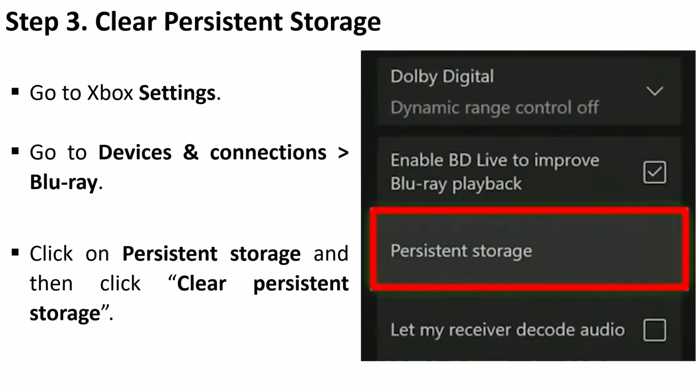Step 3 is to clear persistent storage. So go to Xbox settings, go to Devices and Connections, Blu-ray. Click on Persistent Storage and then click on Clear Persistent Storage. Now if you don't see this feature in your Xbox console, then you can skip this step.